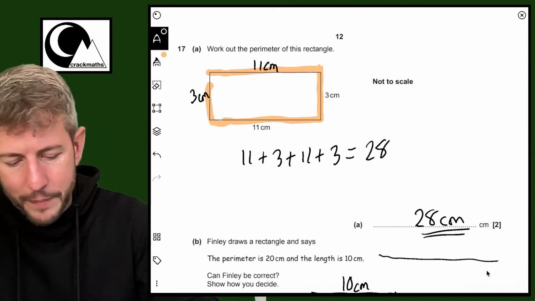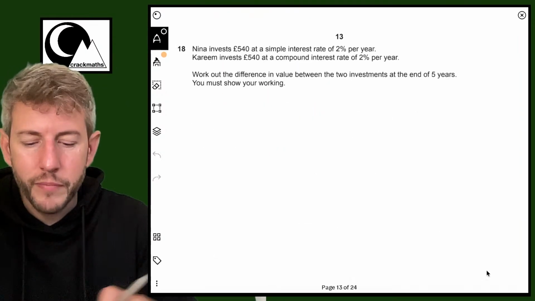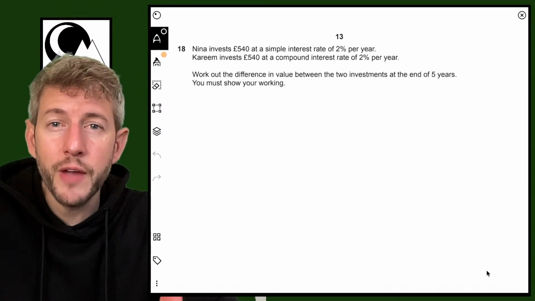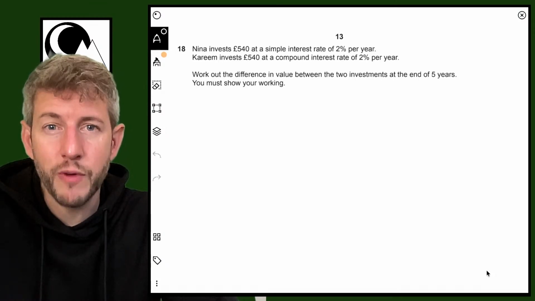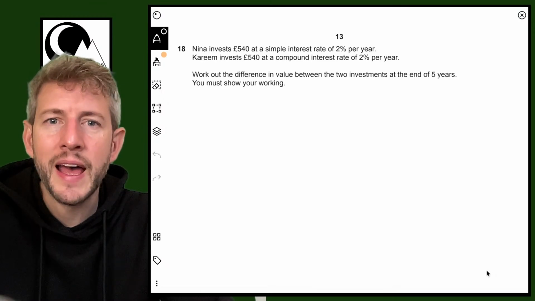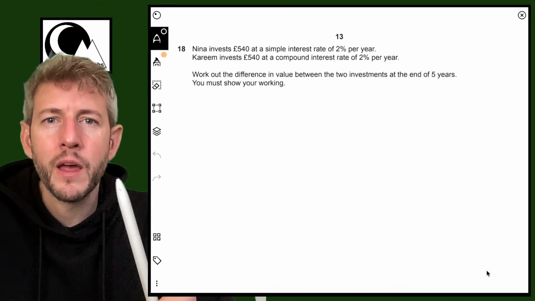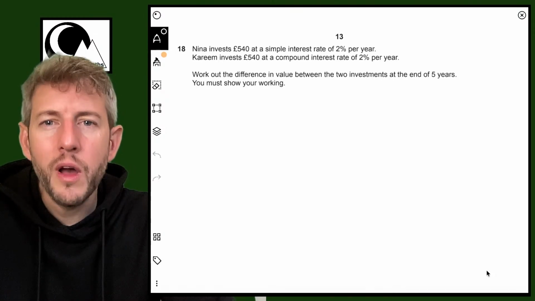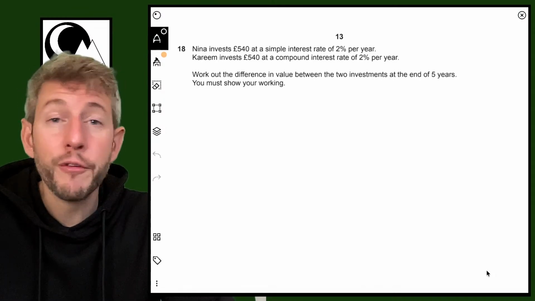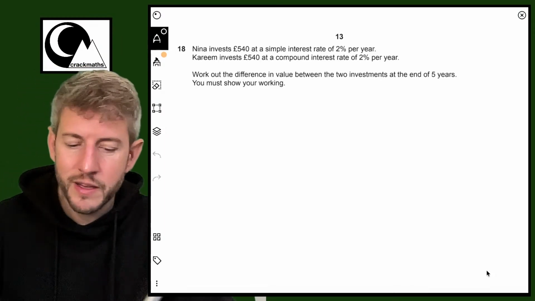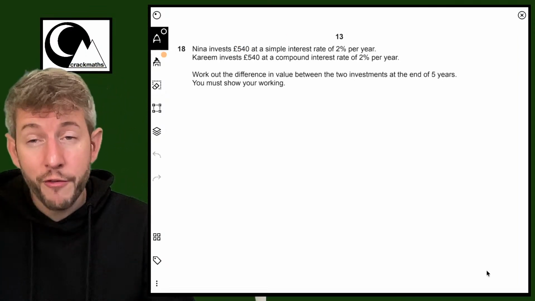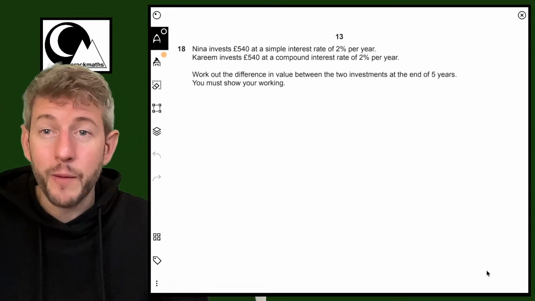Right, let's have a look at, oh no, that's that page done, wasn't it? Let's have a look at question 18. Question 18 says, Nina invests £540 at a simple interest rate of 2% per year. Kareem invests £540 at a compound interest rate of 2% per year. Work out the difference in value between the two investments at the end of 5 years. Simple interest suggests that we just work out 2% of this, times that by 5 and add it on, and that is how much it will be worth at the end.